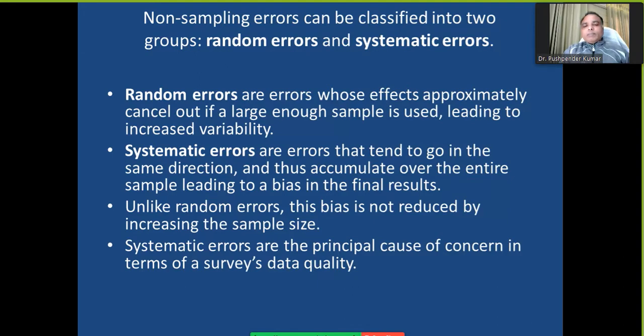Systematic errors are the principal cause of concern in terms of survey data quality. Random errors are not a big issue, because when you increase your sample size, a large enough sample will take care of that error. But a systematic error continues. That's why whenever you design a questionnaire, you are required to discuss it with seniors, experts who have expertise in that particular field, so they can help you decide whether you can take this question or not in your questionnaire.